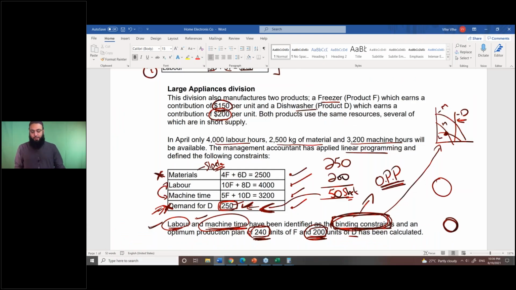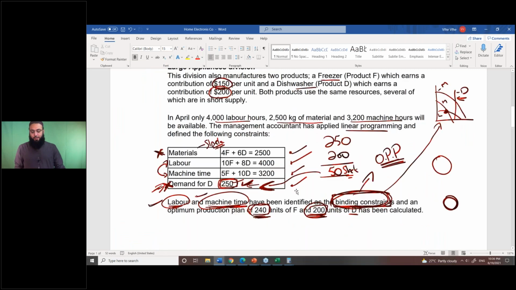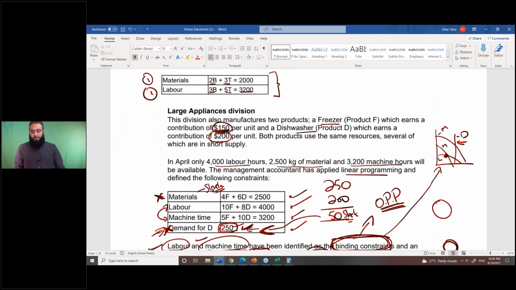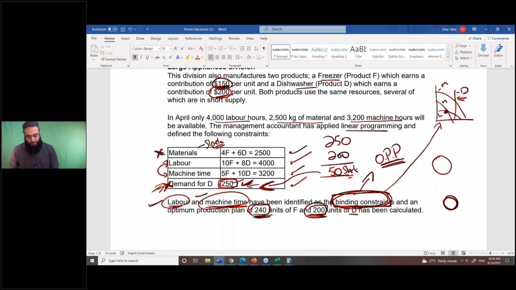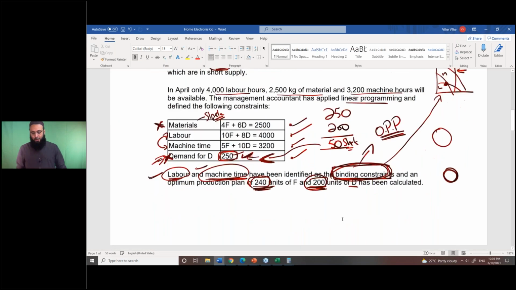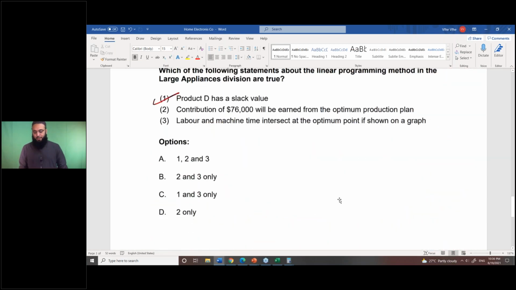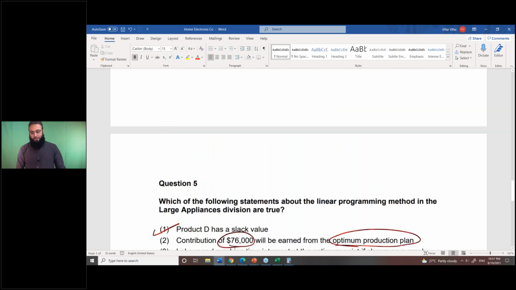So yeah, that's true. Now, second, look at the unit contributions, 150 and 200, and the units are also given to me. Now, the next statement is quite simple. A contribution of 76,000 will be earned from the optimum production plan for large appliances. Is it true? Let's check it.